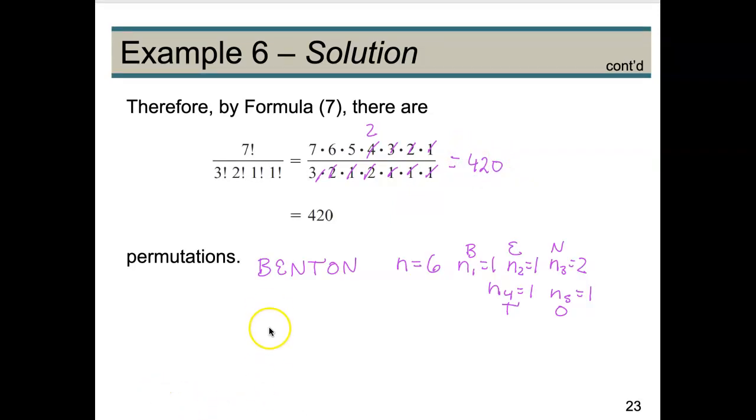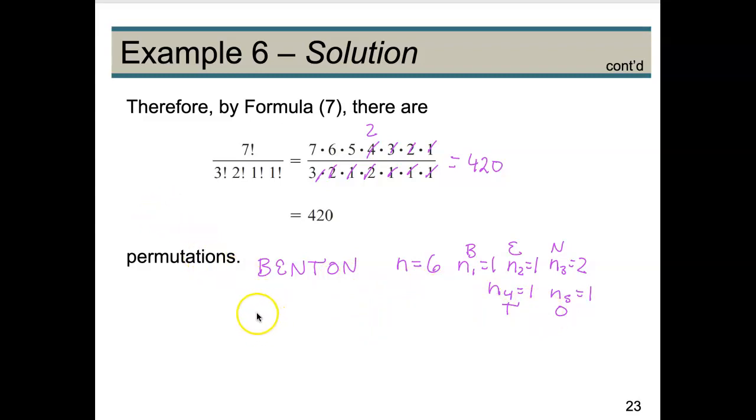Okay, let's do one more example of this situation. Suppose I have the word Benton and I want to know how many permutations I have. So first off, I have 6 letters, so N is 6. Then I want to see how many of each letter I have. I have 1 B, I have 1 E, I have 2 N's, I have 1 T, I have 1 O. So we can use our formula.